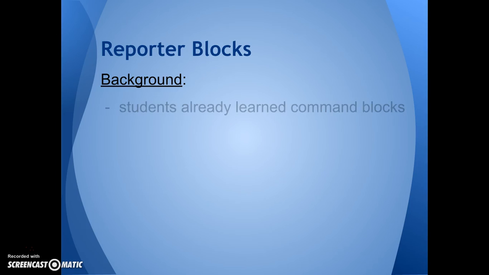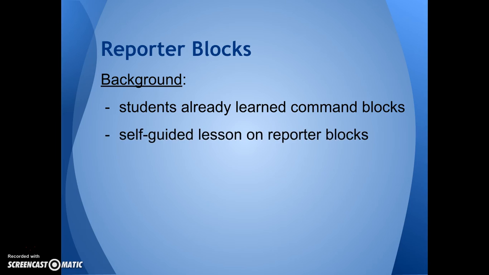Just a little background. Students already learned the command block. A command block is a block that does some action. The ones we did were a draw square block, a draw polygon, draw figure eight, draw loops. So the command block does something. In this lesson they're going to make reporter blocks, and those calculate something, like I was saying.